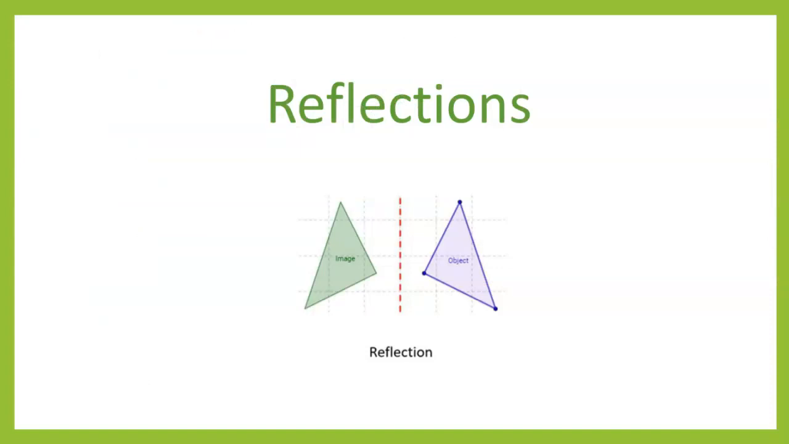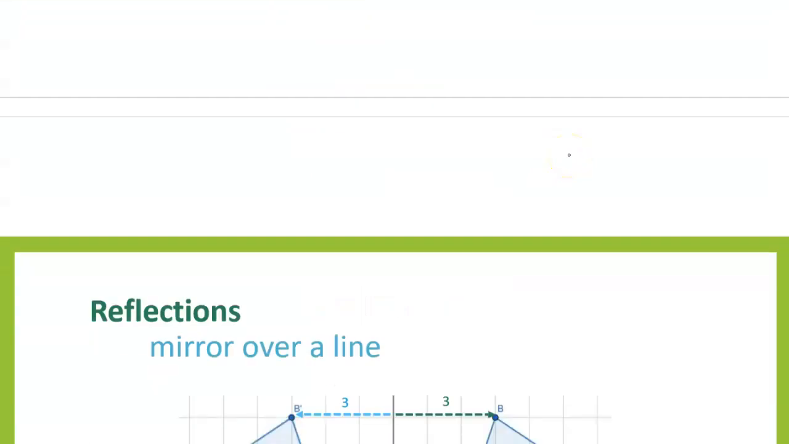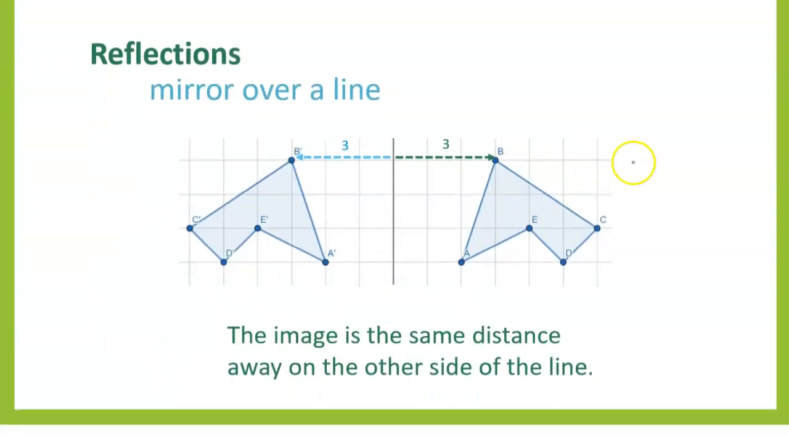And our next transformation we're going to look at is reflections. This is taking an object with a line and reflecting it over that line. So reflections mirror over a line. You could even think of this line as a literal mirror. So you'd have an image on one side and then you'd see the opposite image on the other side reflected back.